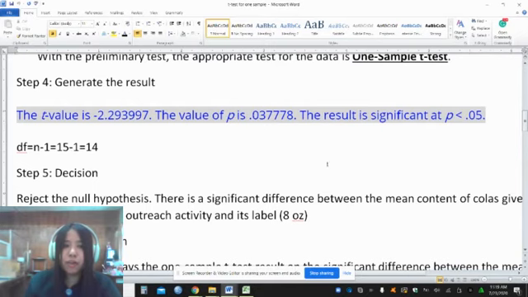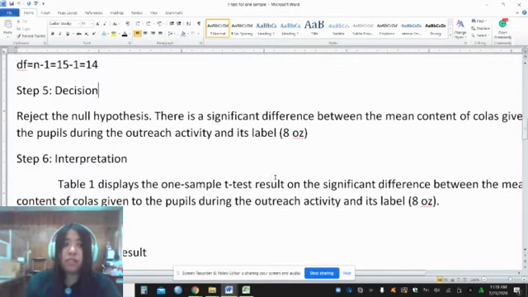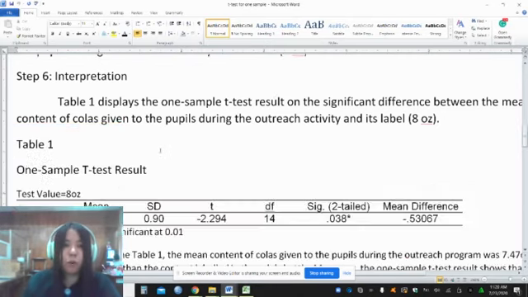As mentioned, we are going to compare it with our 0.05, though it's already indicated here that the result is significant. It means that we need to reject the null hypothesis simply because 0.037778 is less than 0.05. So what is the meaning of that? It means that there is a significant difference between the mean content of colas given to the pupils during the outreach activities and its label of 8 ounces.